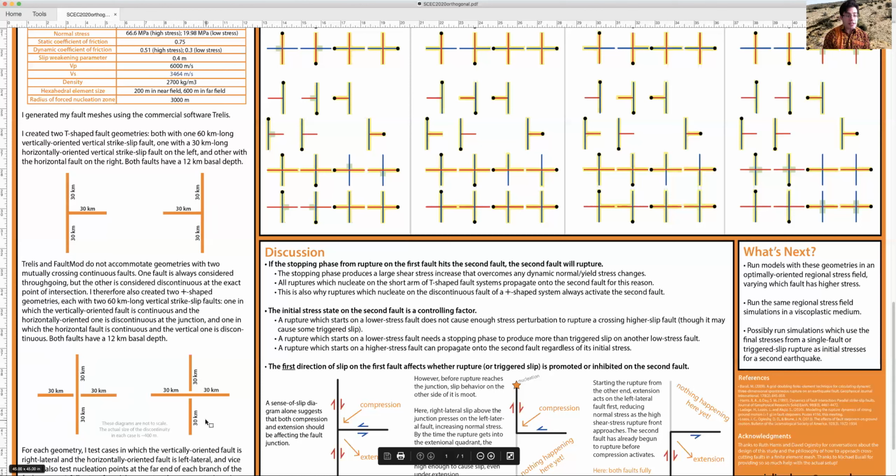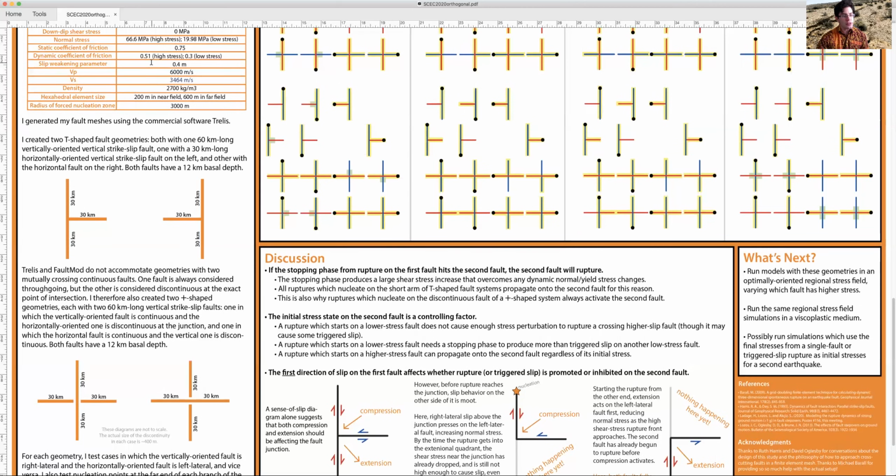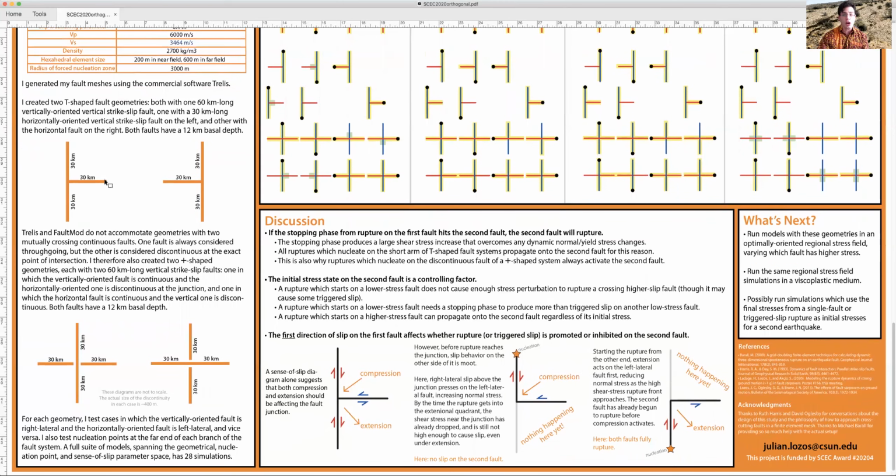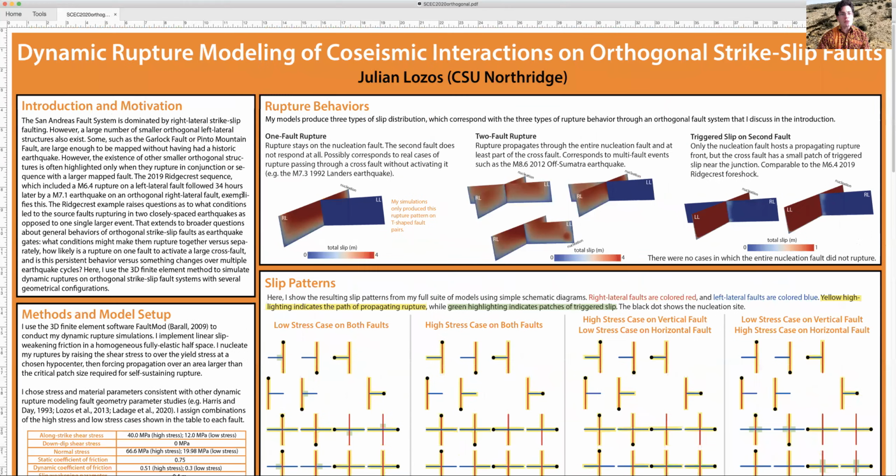For each of these cases, I test nucleation points at all of the ends of the limbs of the system. I test combinations of a high stress state and low stress state, shown in this table up here. And I also vary which fault is right lateral and which is left lateral. So all said and done, you get a suite of 28 simulations when you combine all of that parameter space. And I got three major rupture behaviors, and they correspond with those examples that I mentioned before.